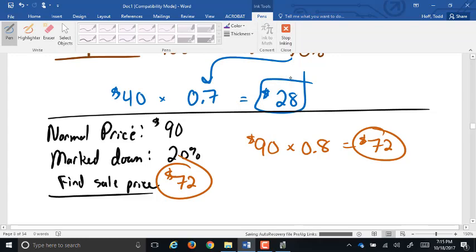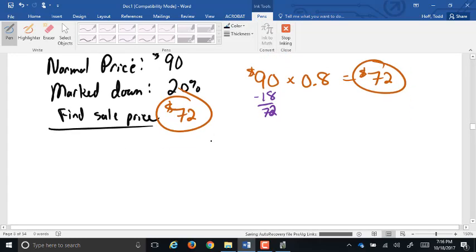You could do times the 0.20 and get $18 and then subtract it. Yeah, that works. Get 72. But you guys know me well enough to know that if there's something like that, I'm going to FOIL it.